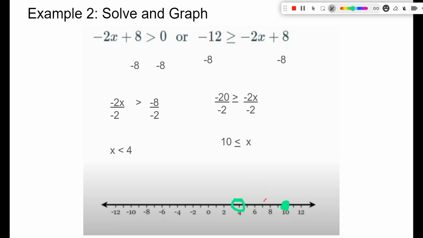All right, so let's look at an example here. Is 8 less than 4? No. We know this is an OR inequality. It's still good to check. 0 is less than 4. Is 12 greater than or equal to 10? It is. So we're going to graph it like this. Those are compound inequalities. Let's get some practice in.